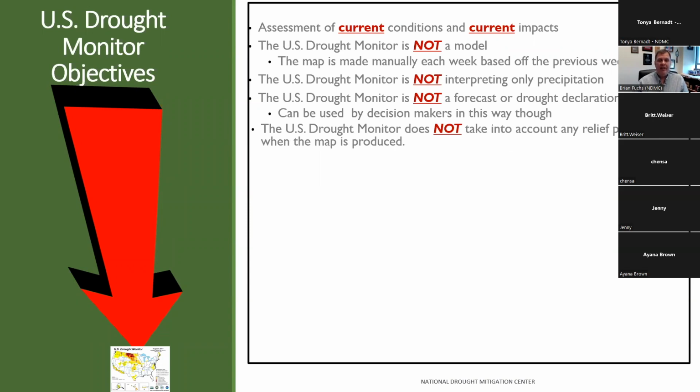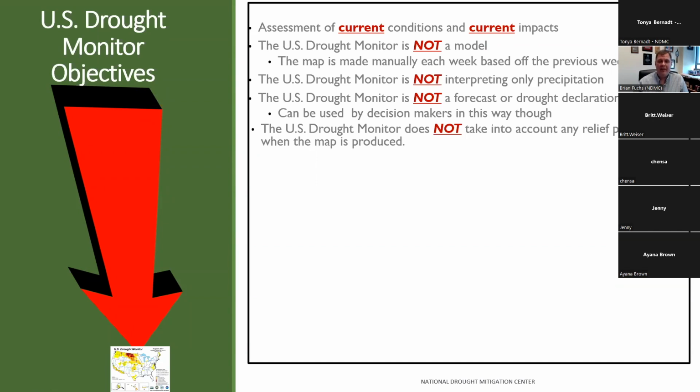When we're putting together the Drought Monitor map each week, we do not take into account any of the various relief programs that may be using the Drought Monitor to trigger them. The idea from those that have decided to use the Drought Monitor in this decision-making process is that they want an objective analysis of drought.